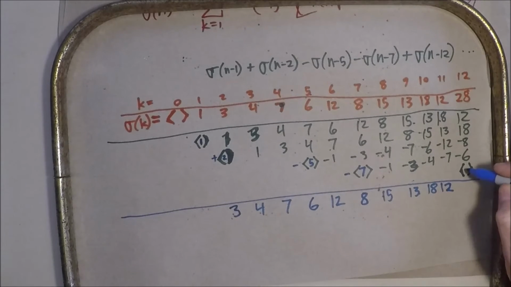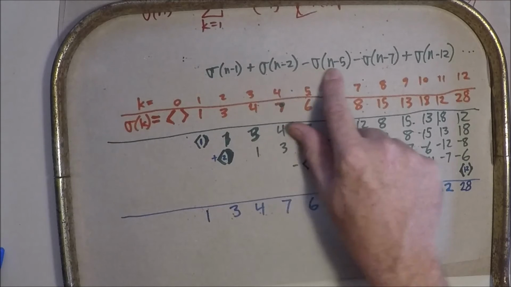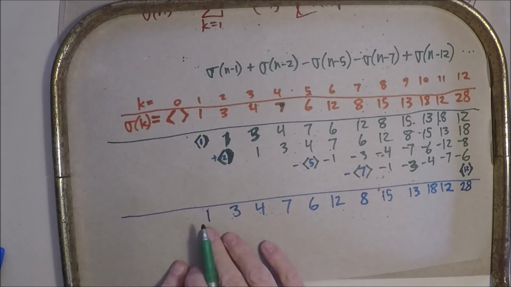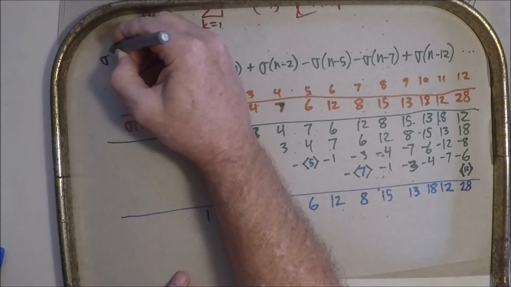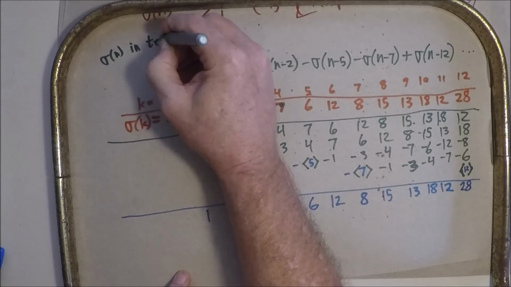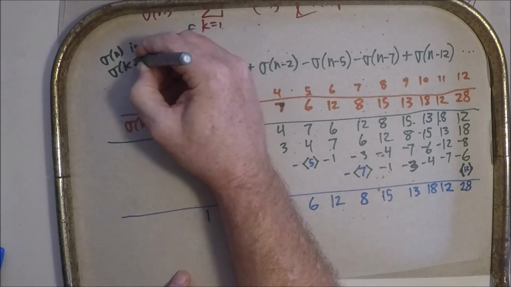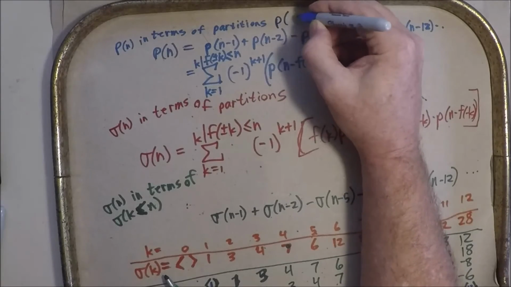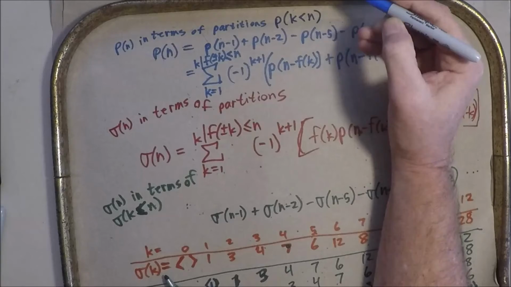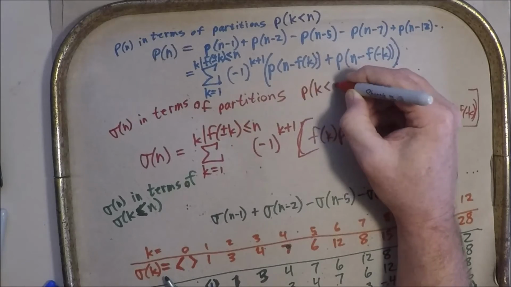And 28, this has to be 12 to give us our 28. Similar to what we did before, we have used sigma values at n minus generalized pentagonal numbers to express sigma in terms of sigma. So we have sigma n in terms of sigma k, less than n. Sigma n in terms of partitions p of k, less than n.